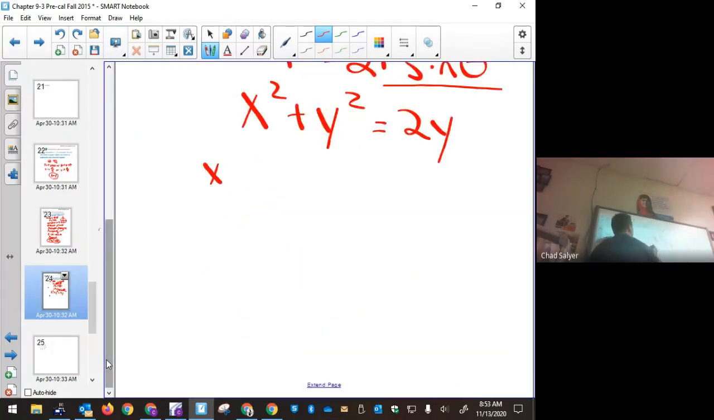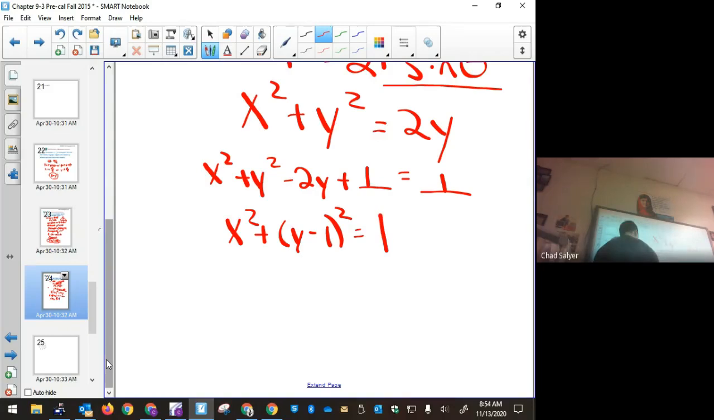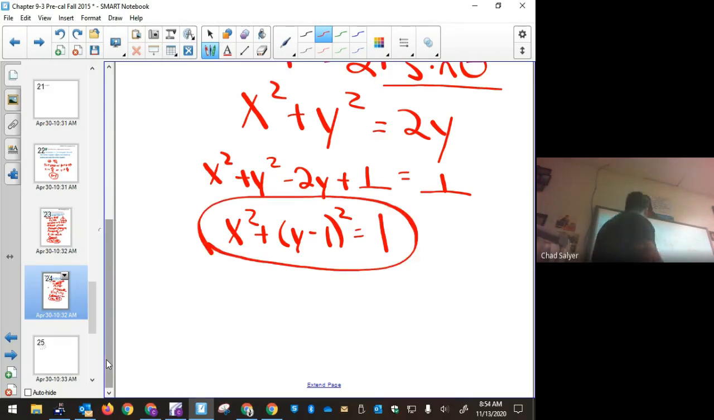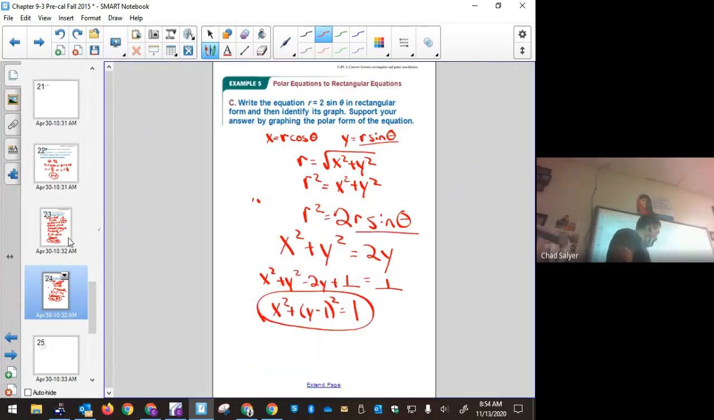So what I would do is x squared plus y squared minus 2y plus blank equals 0 plus blank, where blank is what we complete the square with. So 1 half of negative 2 is negative 1. Negative 1 squared is positive 1. If I add 1 to the left, I must add 1 to the right. That's it. That's what we wanted to get to. It was a little more challenging than the rest, but kind of fun.